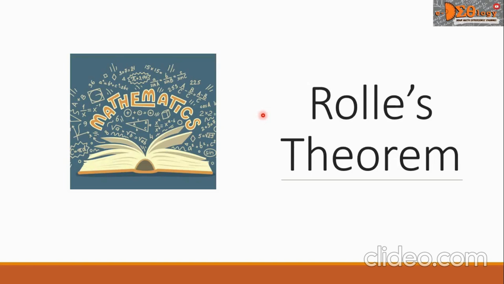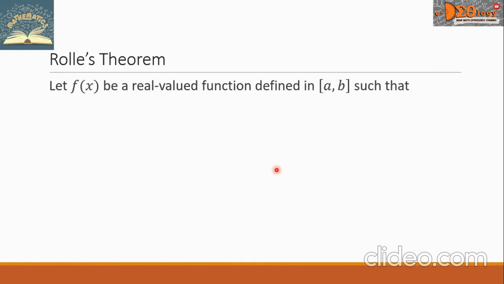Hi everyone. Today we're going to study Rolle's theorem. Let f of x be a real valued function defined in a closed interval from a to b, such that in here there are three conditions.